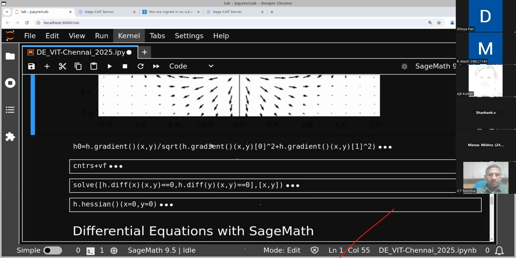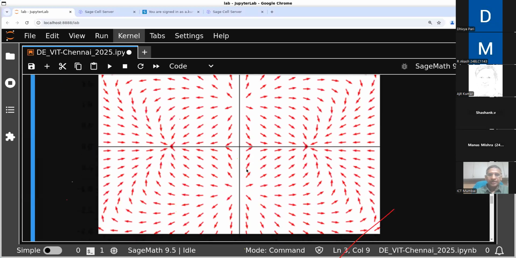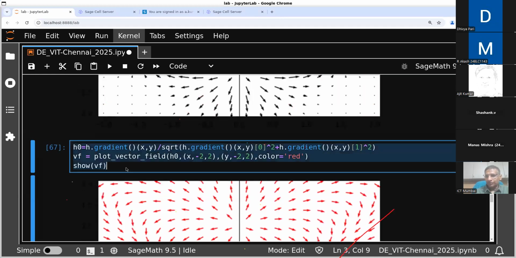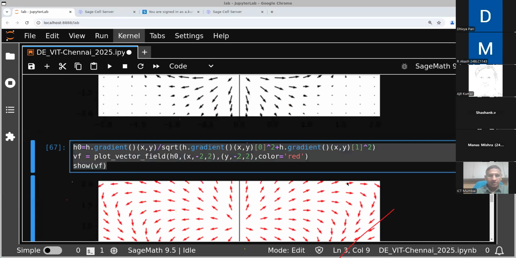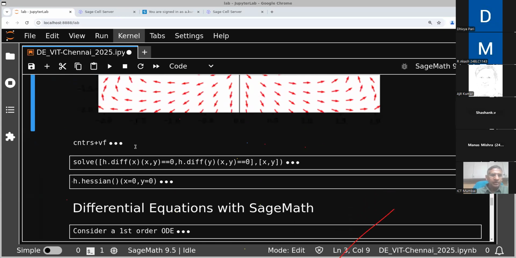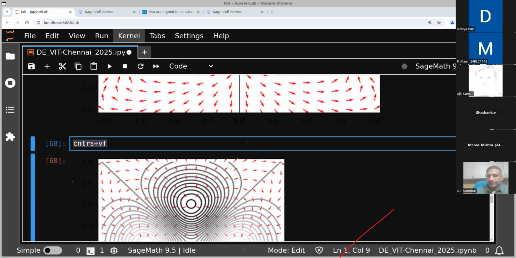So let us actually try to plot these vectors with unit length. So I have normalized this and then I have plotted. So all the arrows you can see here, it looks like they are of the same length. And let us plot contours along with the vector field.